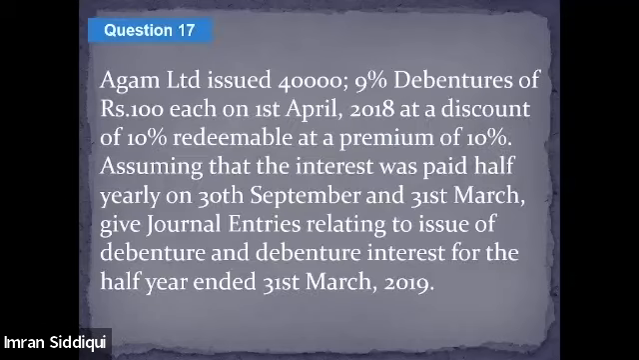Yes, sir. Okay. So in that case, if it is clear, Prerna, I want you to try this question. Agam Limited has issued 40,000 9% debentures of 100 each on 1st of April at a discount of 10%, redeemable at a premium of 10%. Assuming that interest was paid half yearly on 30th September and 31st of March, pass the entries relating to issue of debenture and debenture interest. Keep that in mind. You have to pass the entry for the issue of debenture as well as for the payment of interest as well. What do you think? Do you think you will be able to solve this question? Do you want to give it a try? Yes, I want to try. Okay, just give it a try quickly.